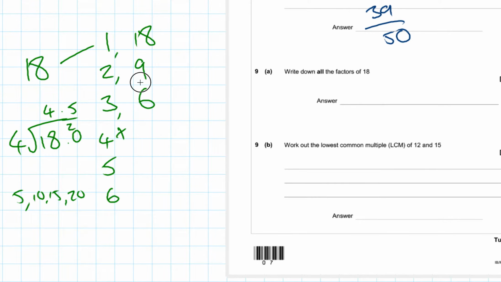The next one is 6, which we've actually found already with 3. So we don't need to continue any further, because once we meet a number on the right hand side here, we can stop, because we've found all the other factors. So the factors of 18 are 1, 2, 3, 6, 9 and 18. Don't forget 1, it's really common to forget 1. We'll always start from 1, so you know that that's always a factor.